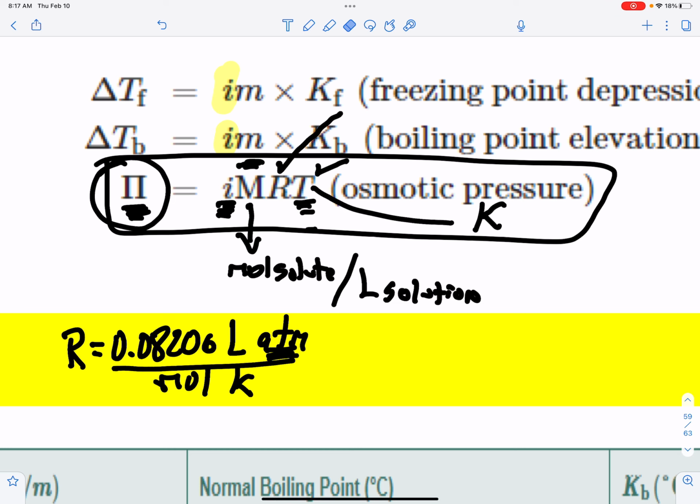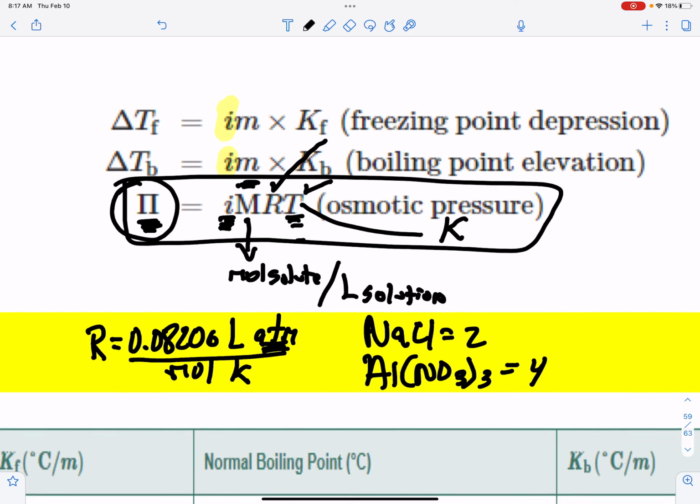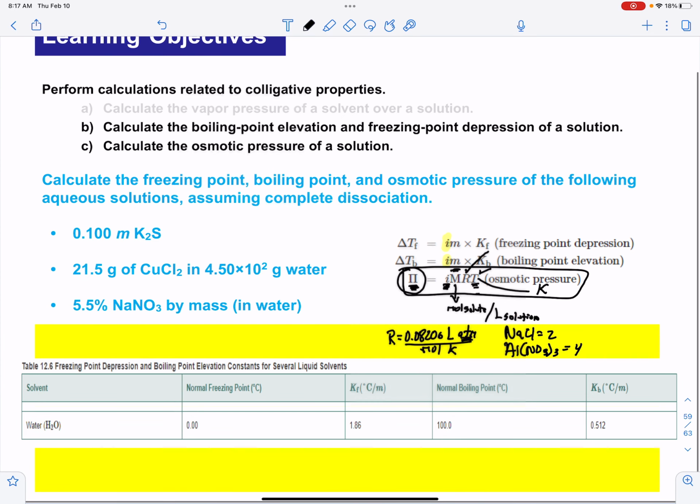So nothing more than knowing the Van Hoff factor, right? NaCl equals 2, aluminum nitrate equals 4, and so on. And knowing the concentration, which is going to be given by moles divided by liters. So that's the other colligative property that we needed to cover.